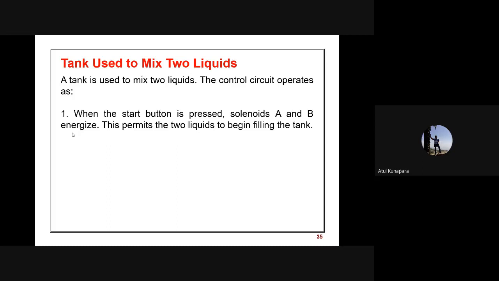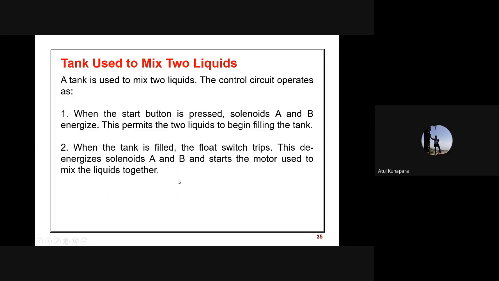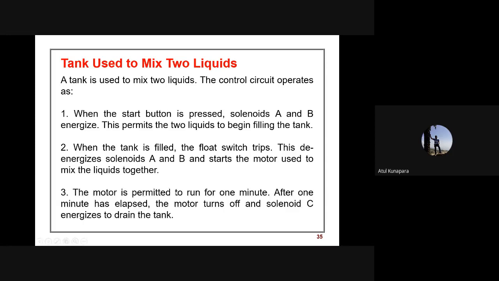After that, the next task is that when the tank is filled, here you have to use the float sensor. It will indicate the liquid level in the tank. Once the level is achieved, it will give you the trip signal, and that can be used to stop valve A and B. Once valve A and B have been stopped, you need to start your motor, and that will mix the liquid. The motor will be allowed to run for 1 minute for mixing it properly. So your motor should remain on for 1 minute only.